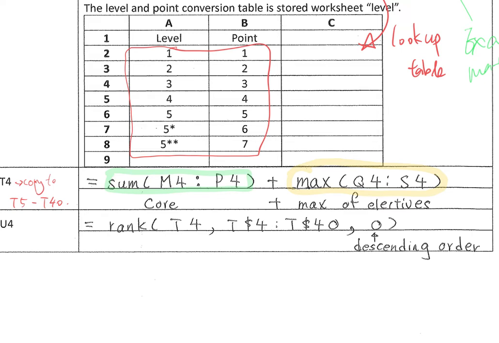Here we use RANK, T4, and then we compare T4 to T40. Remember to add the dollar sign because you need to copy to the other students. The ranks are arranged in descending order. So here it is 0. Okay, so that is the part for T4 and U4.